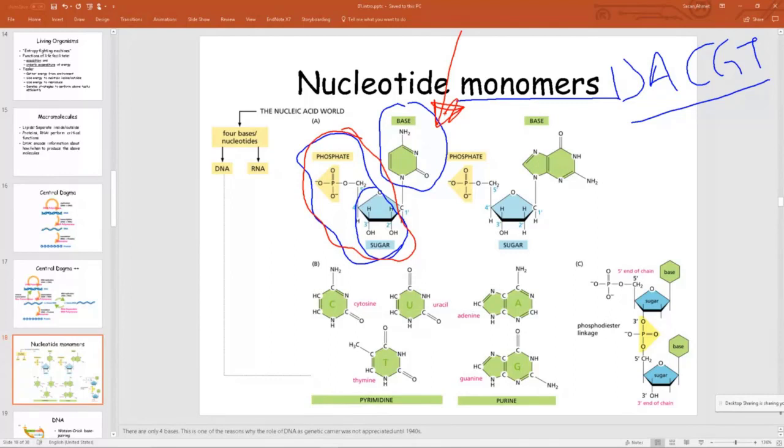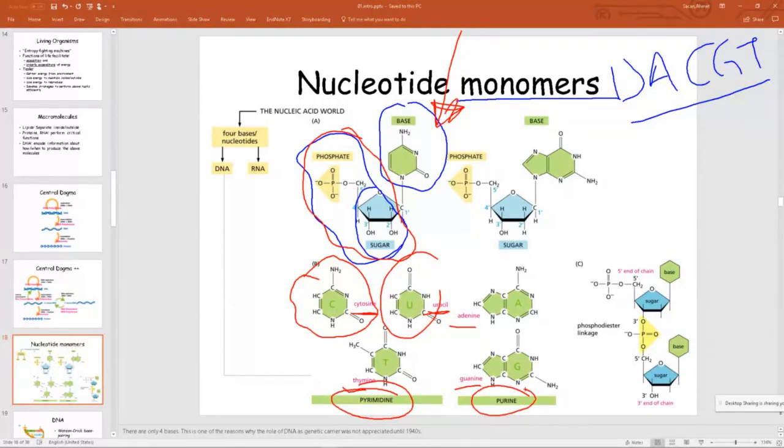So when the base is, say, this one, it becomes a cytosine. When it's the next one right here, it's a uracil, thymine, adenine, and guanine. Some of these bases have 2 rings. Some of them have just 1 ring. And we have a different name for the ones with 1 ring. The ones with the 1 ring are pyrimidines. The ones with the 2 rings are called purines.